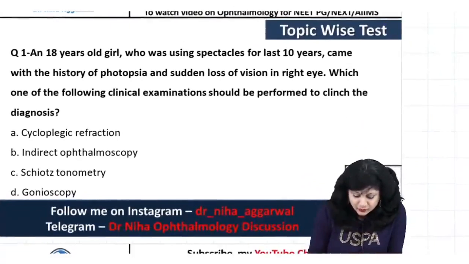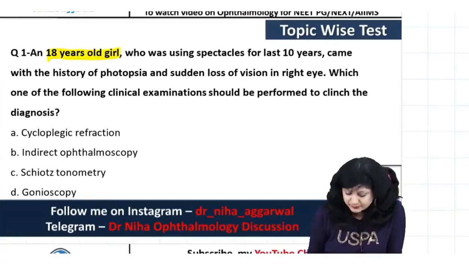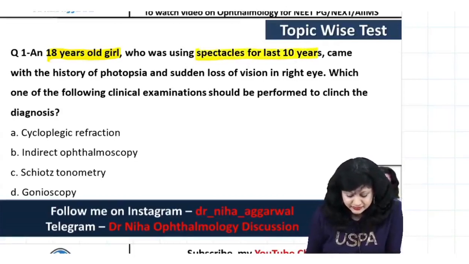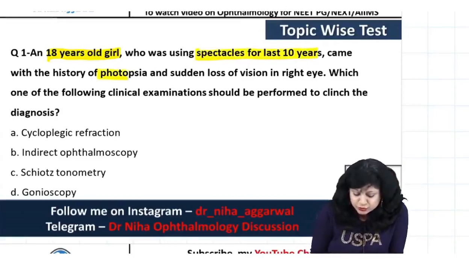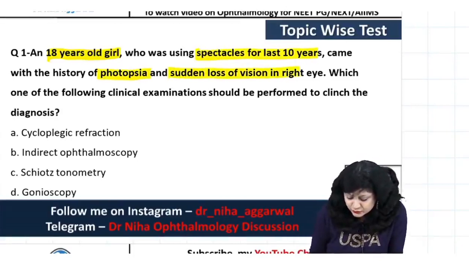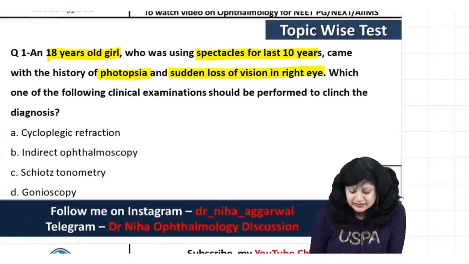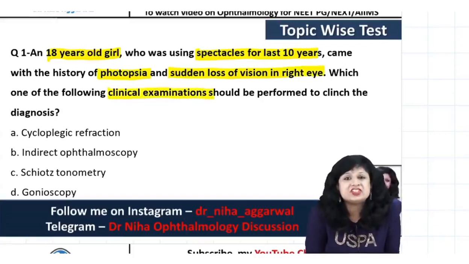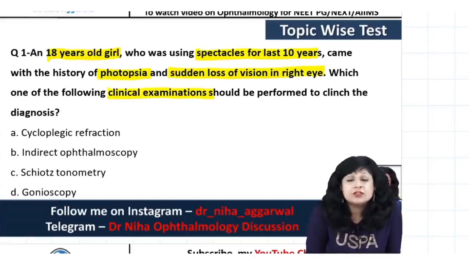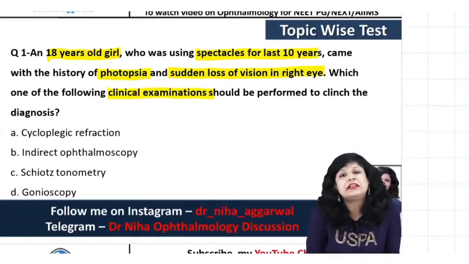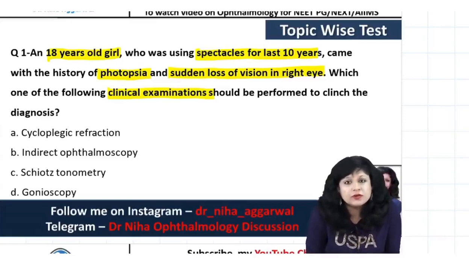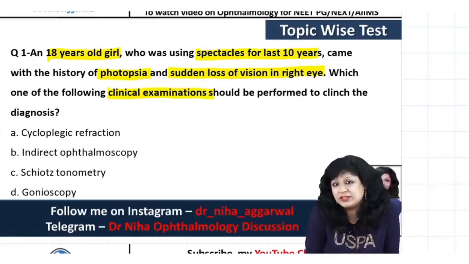Look at question number 1 here. An 18 years girl who was using spectacles for the last 10 years came with a history of photopsia and sudden loss of vision in the right eye. Which one of the following clinical examinations should be performed to clinch the diagnosis? In order to understand what clinical examination you should do, you should know what your provisional diagnosis is.